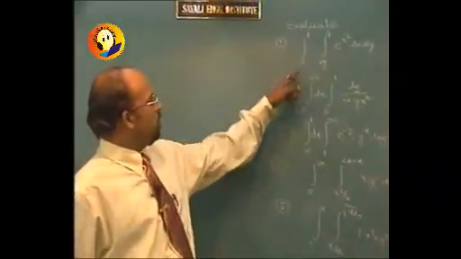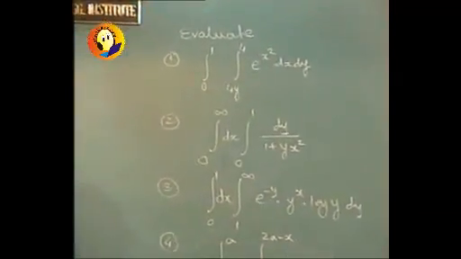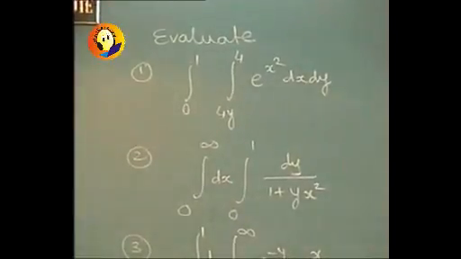The very first problem that is given to us is integral 0 to 1, integral 4y to 4, e raised to x square dx dy. Now here the limits are not constant, the inner limits are in terms of y, and that means these are values of x, and the user has taken strips parallel to the x-axis.